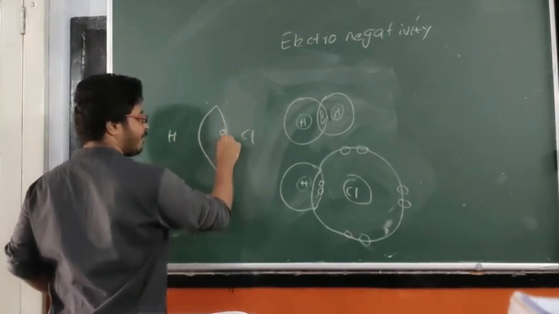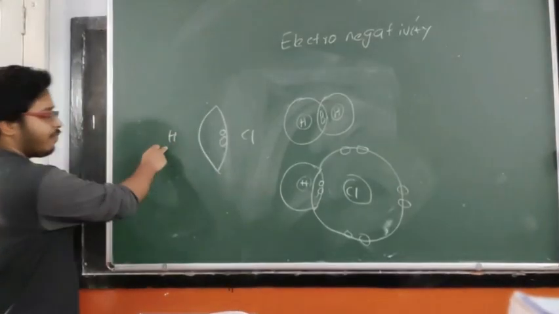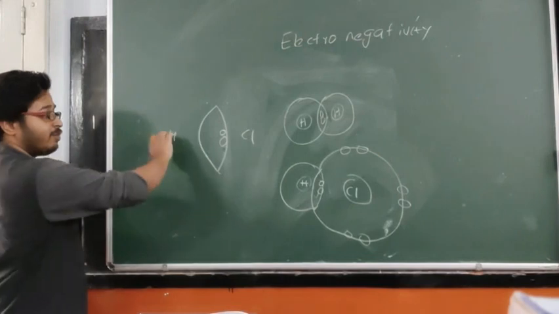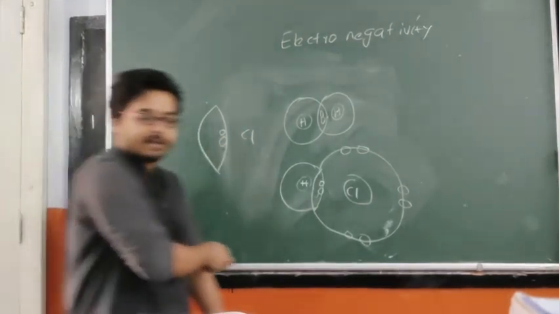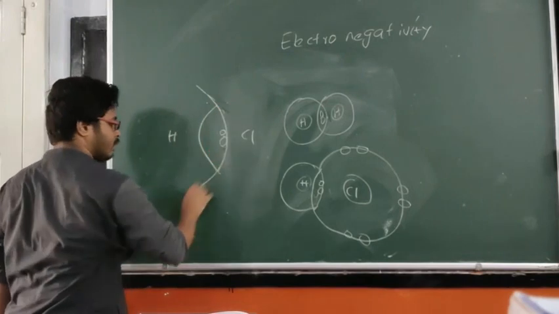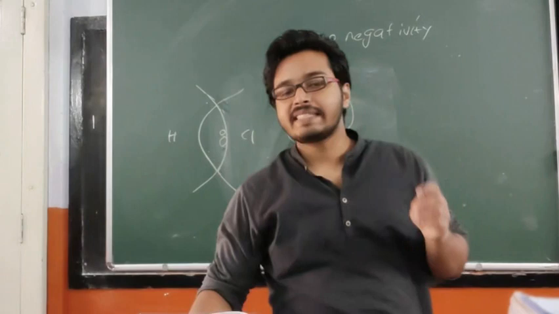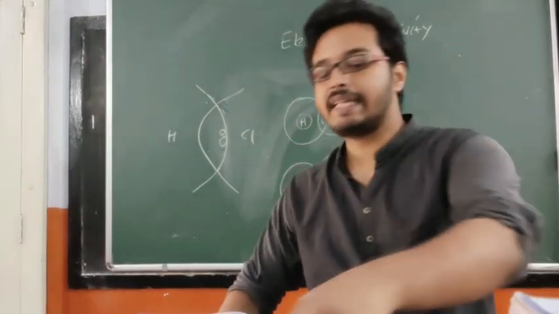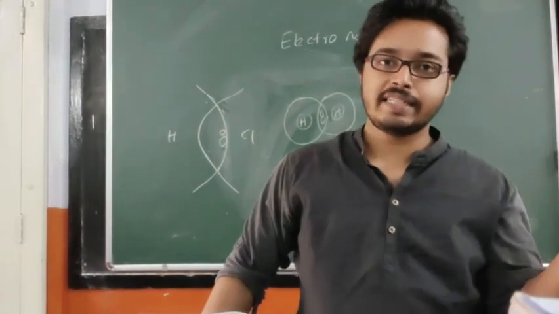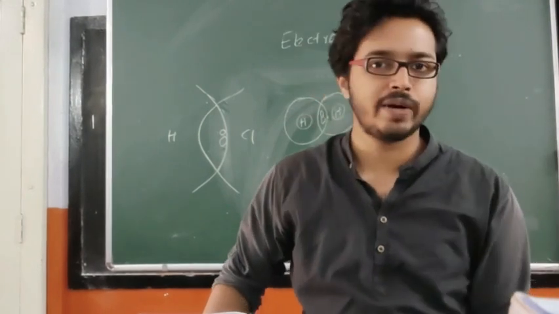The bonded pair of electrons will be moving towards the chlorine instead of moving towards the hydrogen. It will be moving away from the hydrogen atom. So this tendency of an atom to attract the bonded pair of electrons towards its side is called electronegativity.